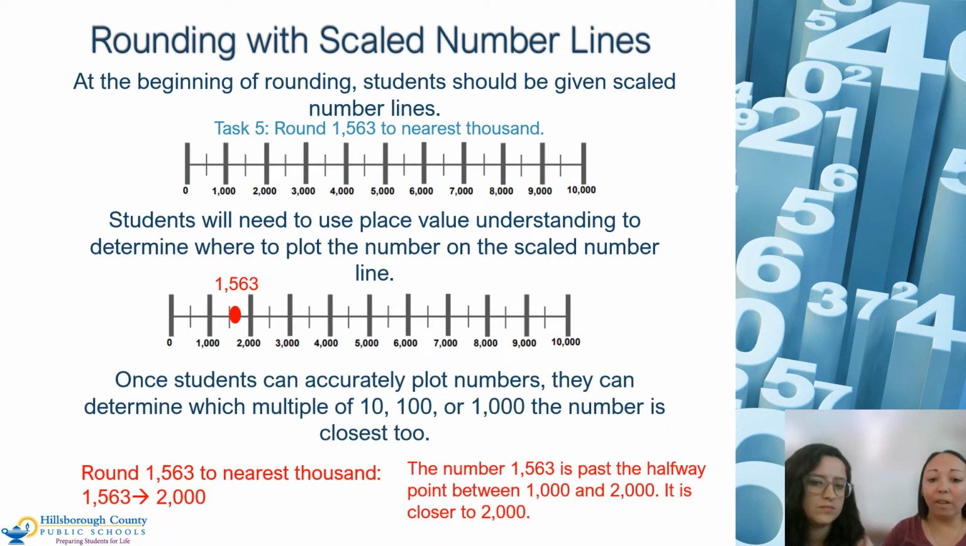Students will first use the number line to plot the number on the scaled number line. And then once they have the number plotted, they can determine which number it's closest to, and we want them to use that place value language. So you can see at the bottom, the number 1,563 is past the halfway point between 1,000 and 2,000, and it's closer to 2,000. Absolutely. So we really want them to make connections between their place value and their number lines while they're learning rounding.